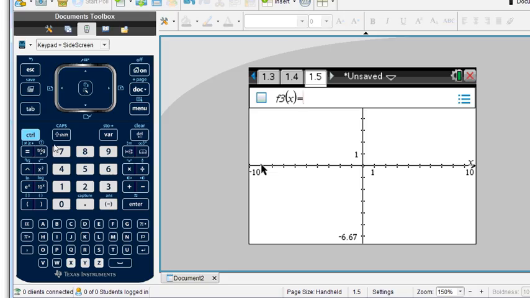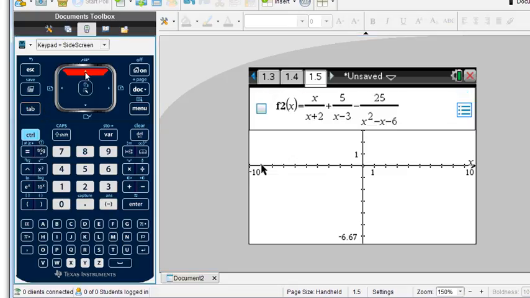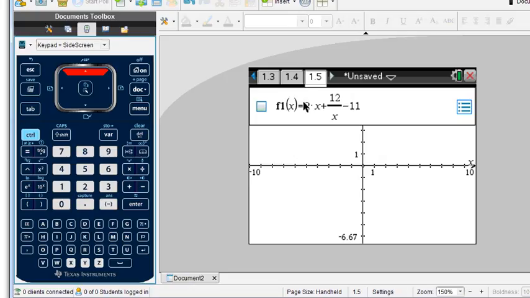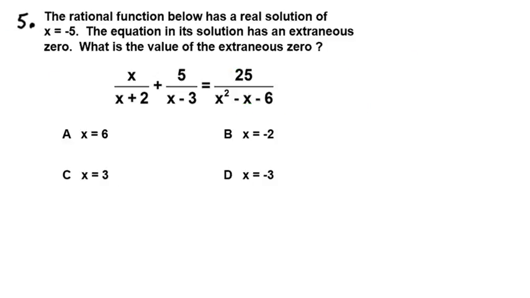So we go back to our calculator, and I've previously entered the functions here. I go up to this one, which is 2x plus 12 over x minus 11. We graph the function, and we see two places where the graph touches the x-axis: between 1 and 2, and at x equals 4. Going back to our answer choices, the only place we have these answers is at answer letter B. So that'll be our answer.